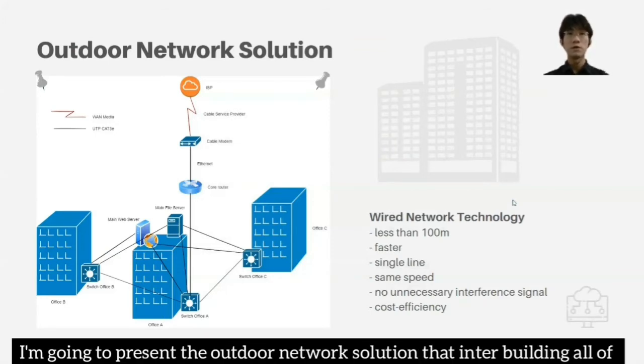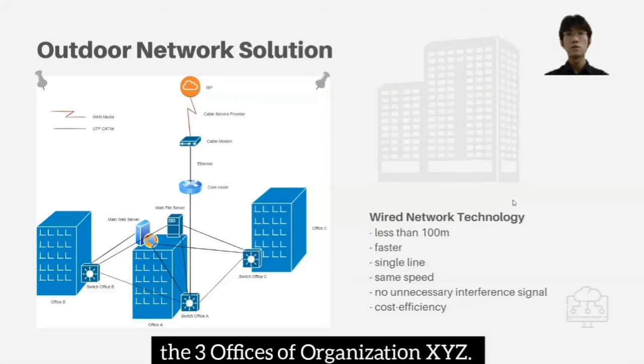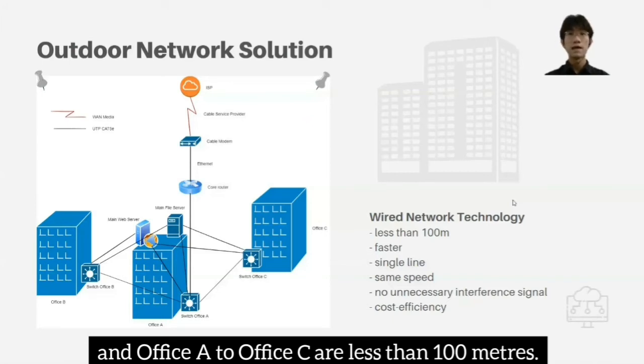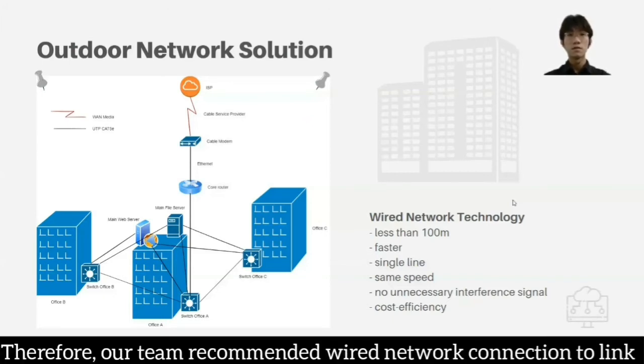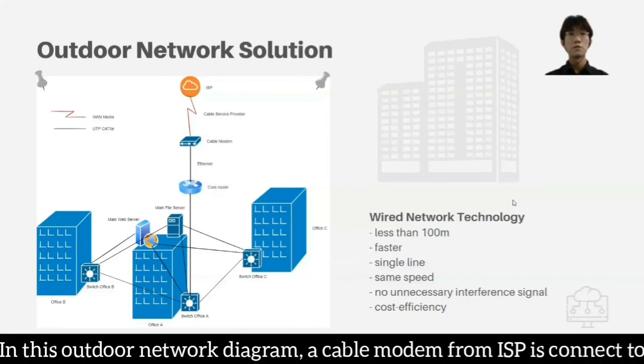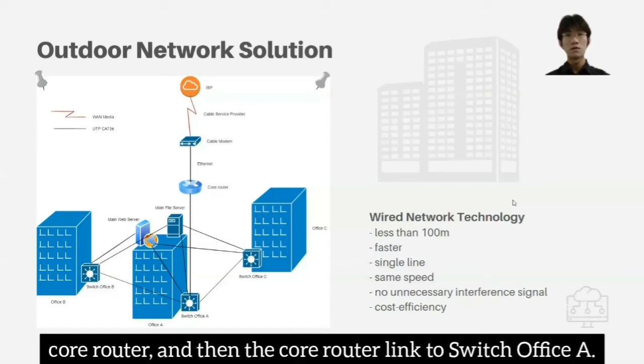I'm going to present the outdoor network solution that interconnects all three offices of organization XYZ. As we know, the distance between Office B and Office A, and between Office A and Office C, is less than 100 meters. Therefore, our team recommends a wired network connection to link the internet using Ethernet cable, which is UTP category 5E, in the whole network structure. In this outdoor network diagram, a cable modem from the ISP is connected to the core router, and then the core router is linked to the switch in Office A.